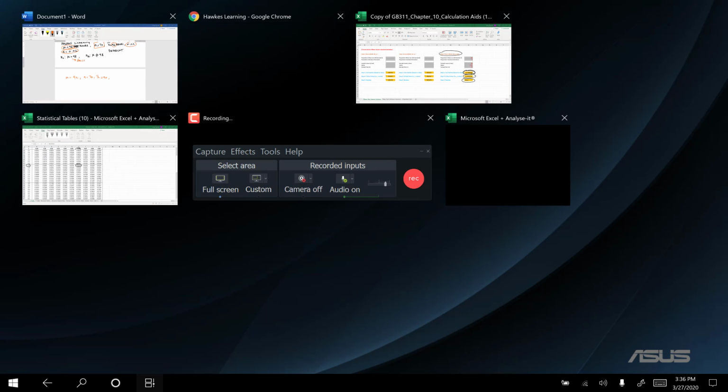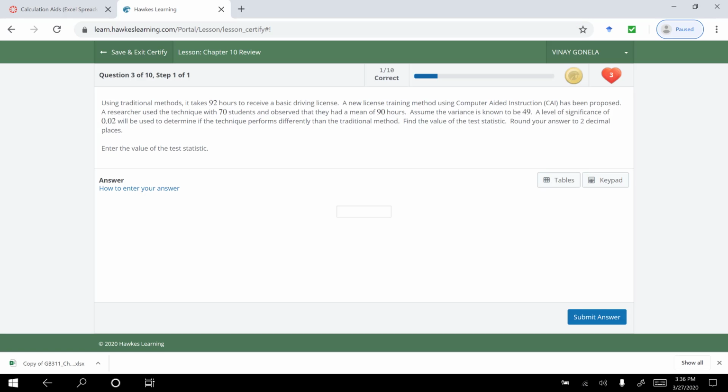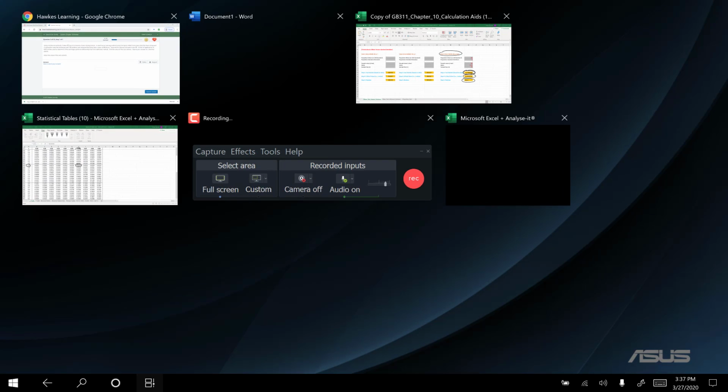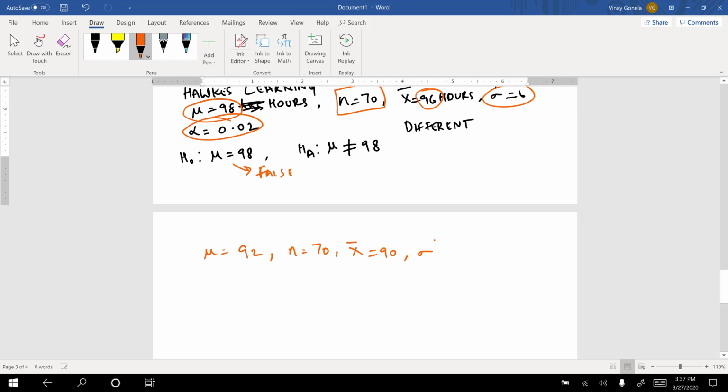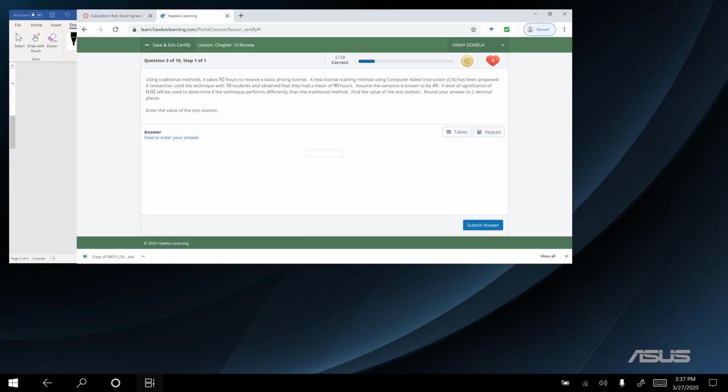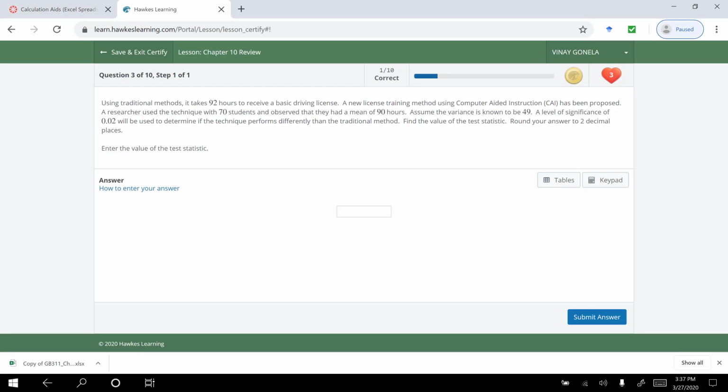And then, assume that the variance is known to be 49. So they gave you the variance, which means sigma square is 49. To get sigma, you do the square root of 49, that is 7. So your sigma is 7. And then we wanted alpha. They wanted us to use a level of significance of 0.02.